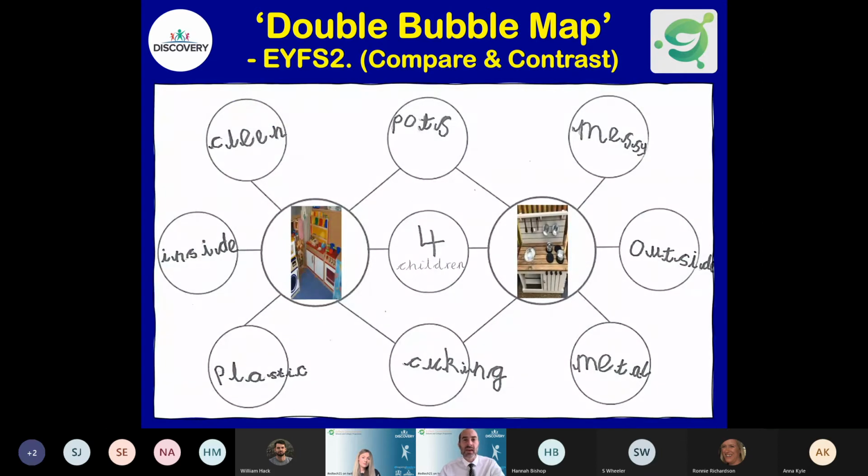Again, you can see another example here. This wasn't necessarily reading an example. This is where they compared a mud kitchen to the home corner.